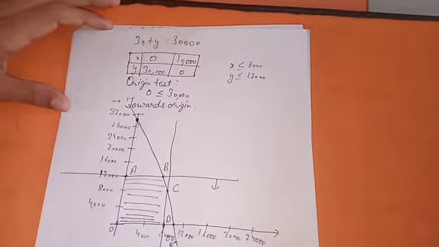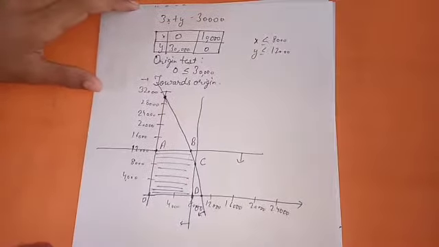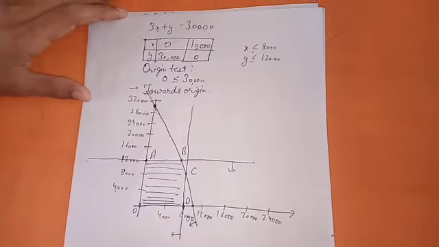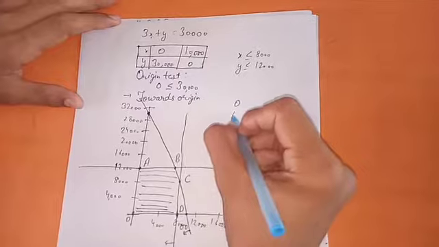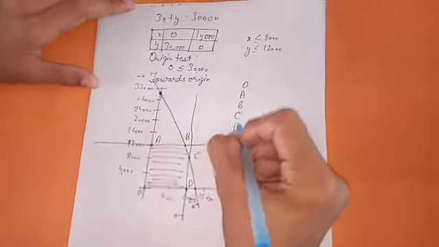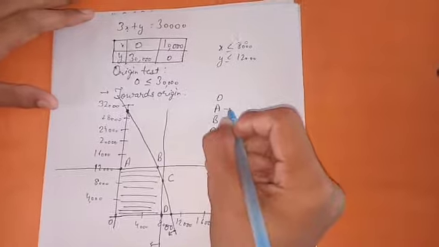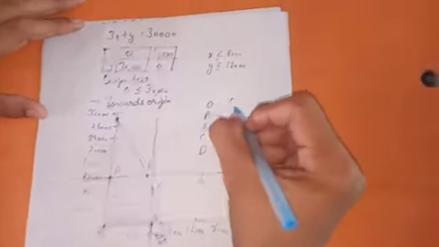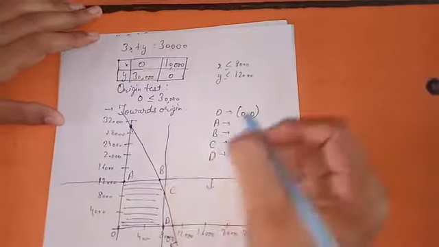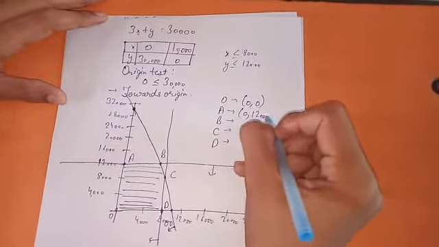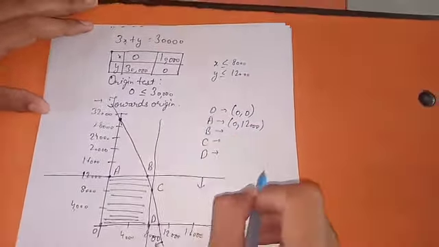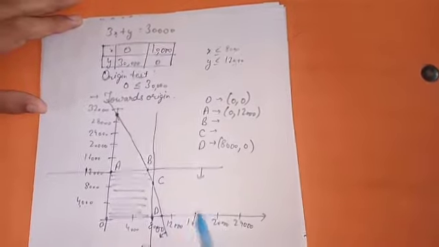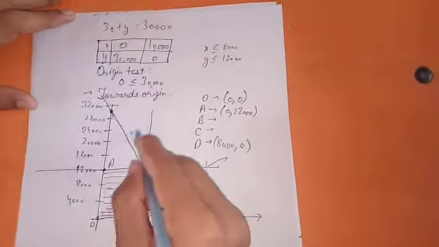So first of all, what we have to do, we have to find coordinates of every corner point of this feasible region, that is O, A, B, C, and D. For O it will be what? 0, 0, because it is origin. A is what? 0 and 12,000. B and C we have to find out, and D is 8000, 0.